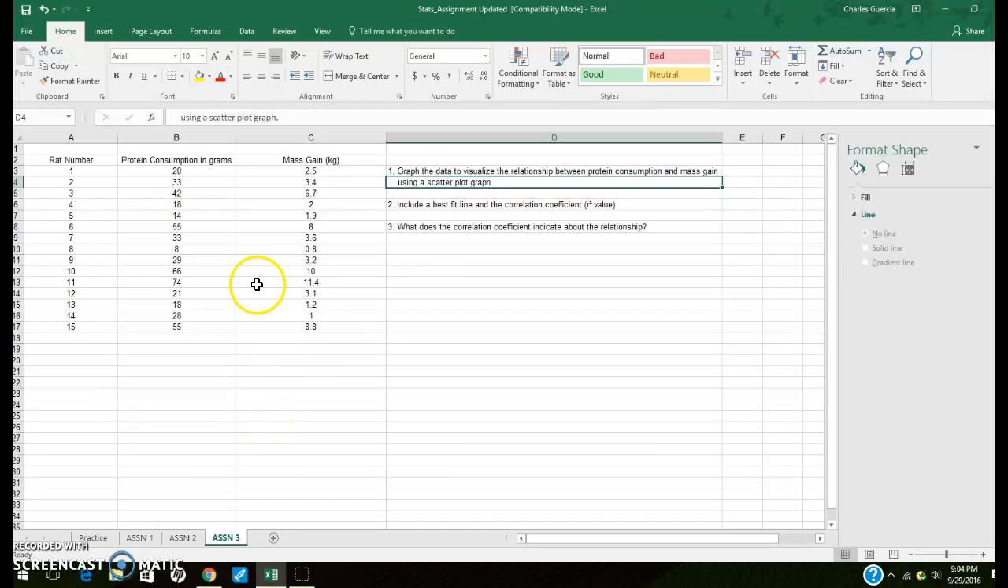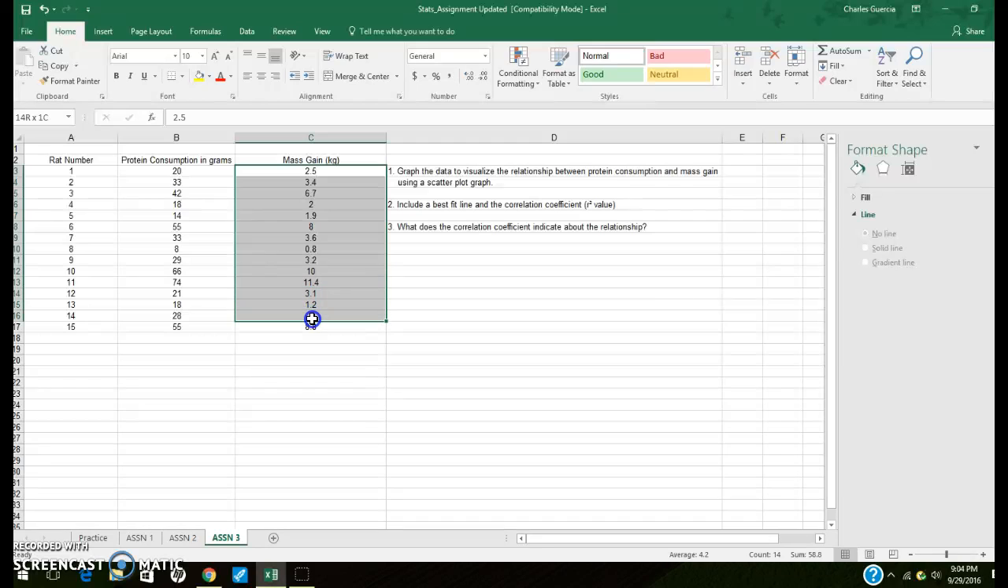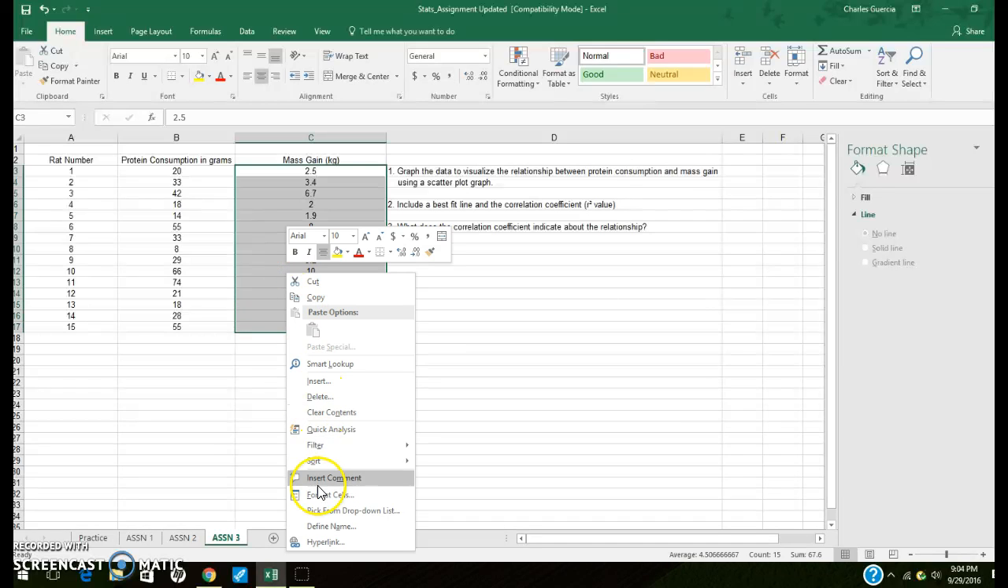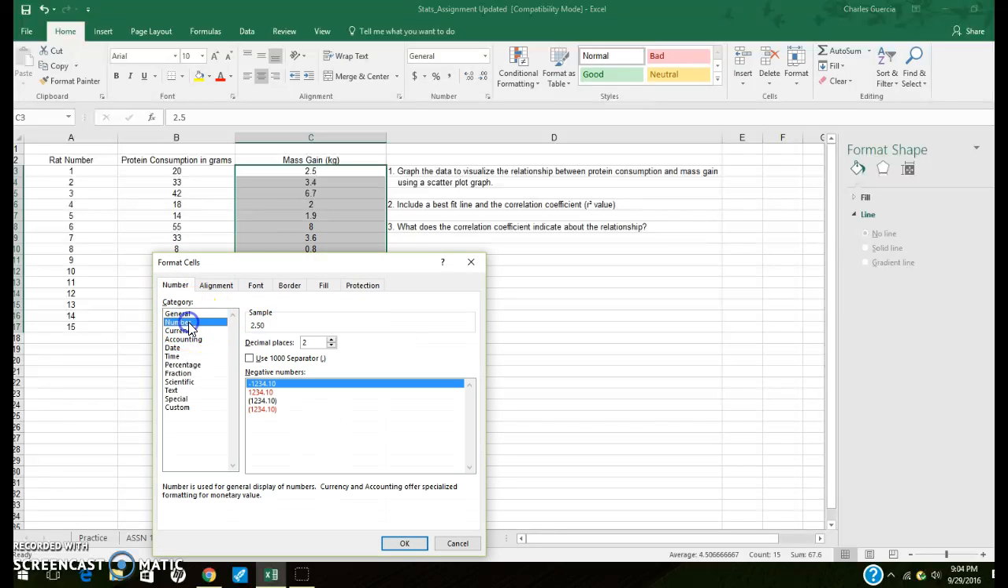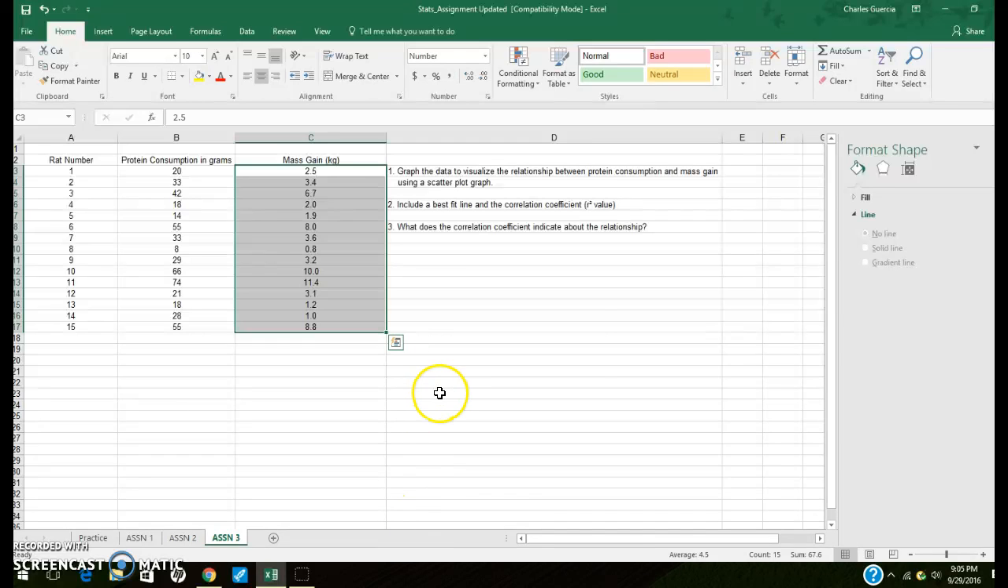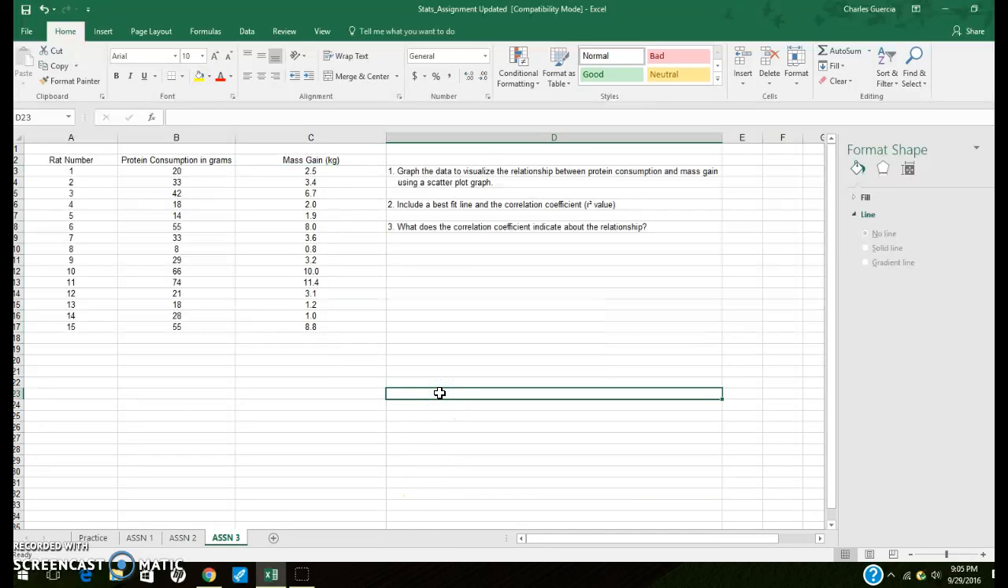tutorial, but I do want to convert these numbers to all the same decimal place. So I'm just going to do that by formatting the cells, going to number, and it looks like we have everything to one decimal place, just so everything's the same when we go to graph our data.